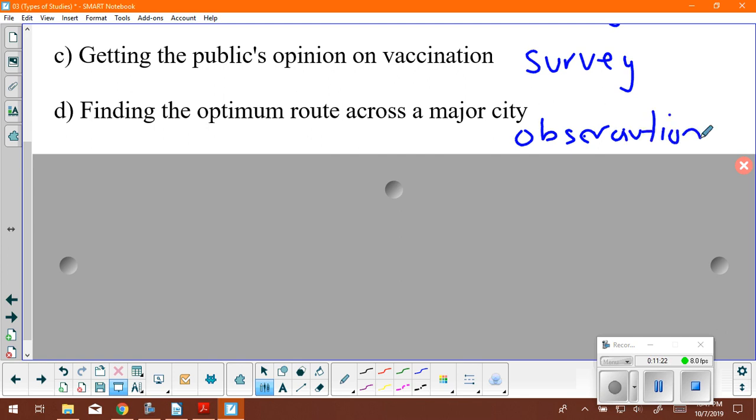Right, you could set up on a few different corners, watch how the traffic moves to get an idea of what's going on. Okay, you could easily make an argument for an experiment here, though. Maybe you put somebody in a car and tell them to drive a certain route, and then just keep doing that over and over again with different routes, and then you know, hopefully, which one is the best.